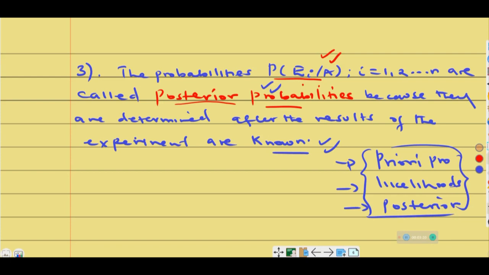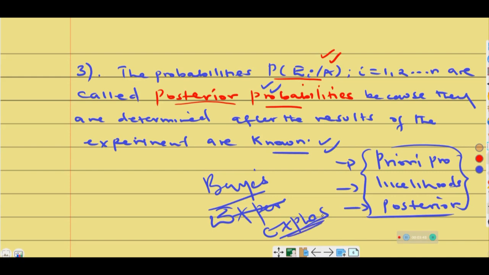And this will mark today's lecture about the Bayes theorem. In the next lecture, we shall look at some different examples where we can easily apply the Bayes theorem, so that we understand better how we can apply it.